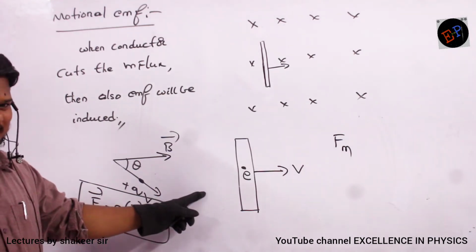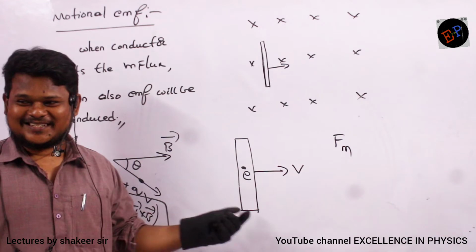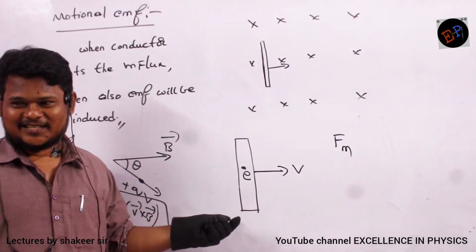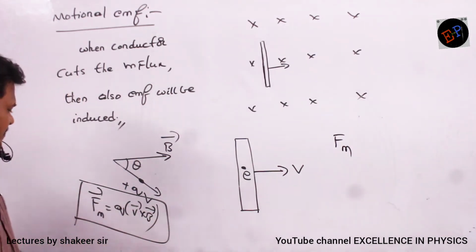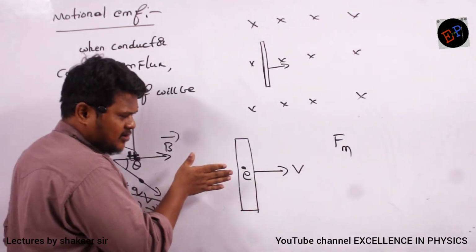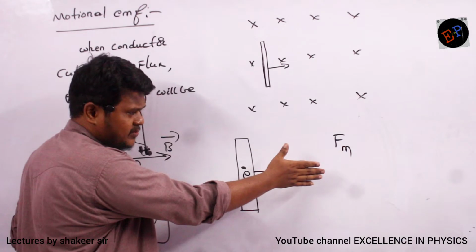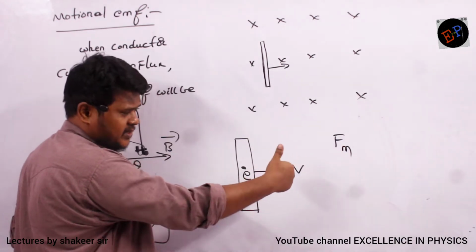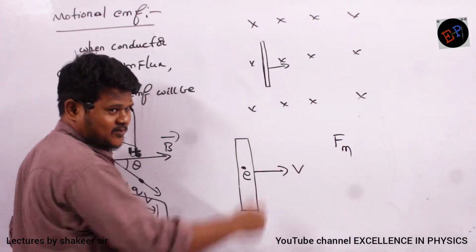This cannot rotate. It is present inside the conductor, no? It is not a free charge. Clear? See here, Q into V dash cross B dash. So place your right hand on V dash. What is the direction of B dash? Inside the board, no? B dash. What is the direction of thumb? Upwards.